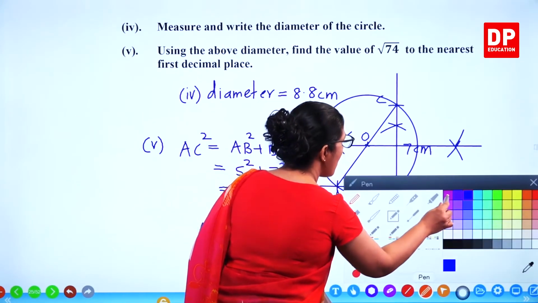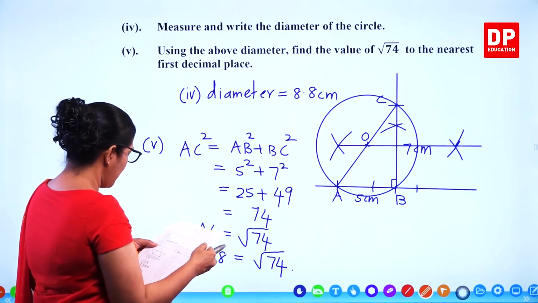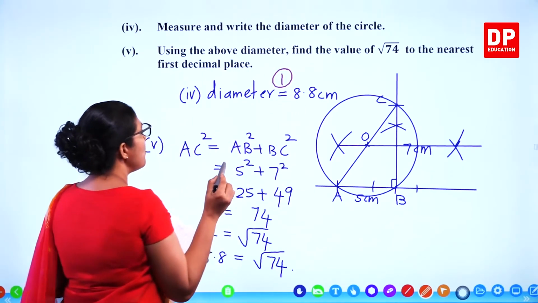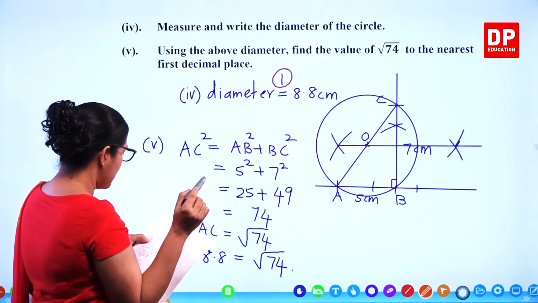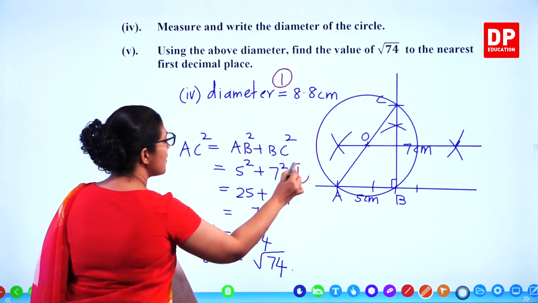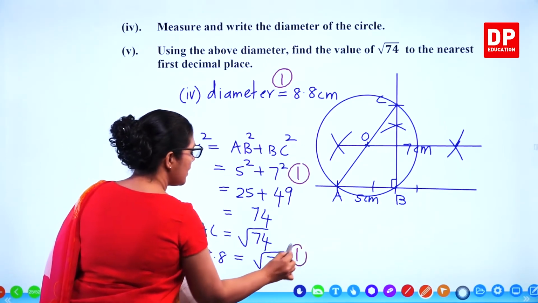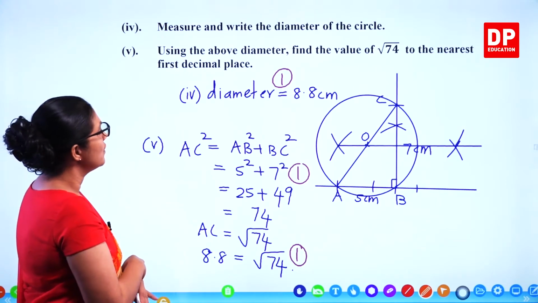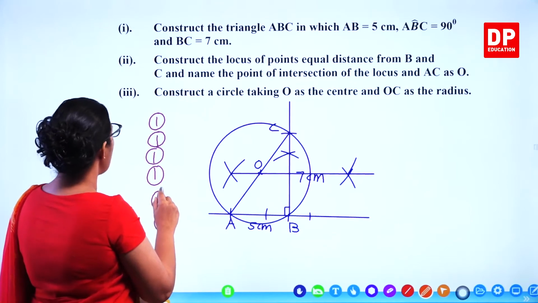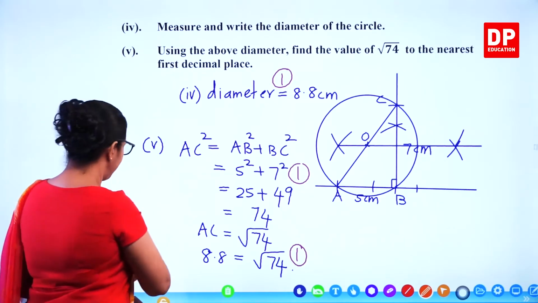So let's give marks. So you are getting 1 mark for the diameter and 1 mark using the Pythagoras theorem and 1 mark identifying the root 74 value. So 1, 2, 3 and 7 marks here. You get 10 marks altogether.